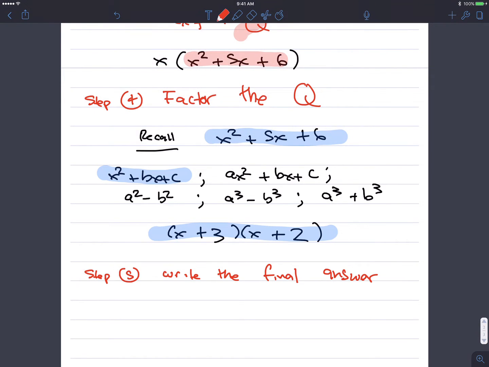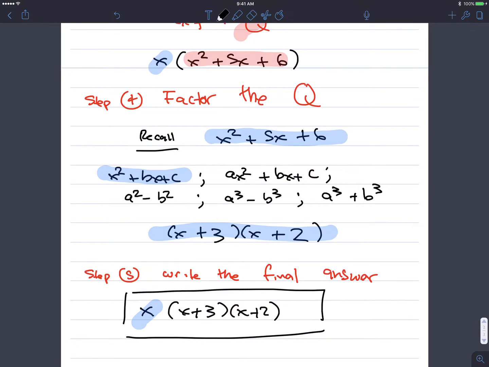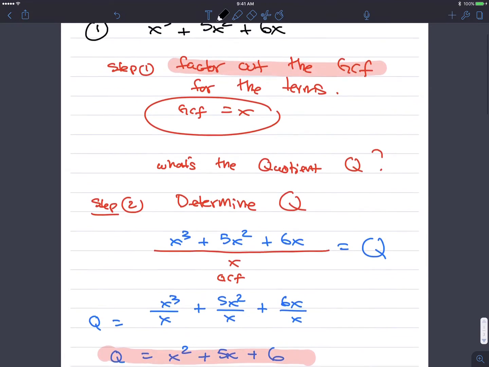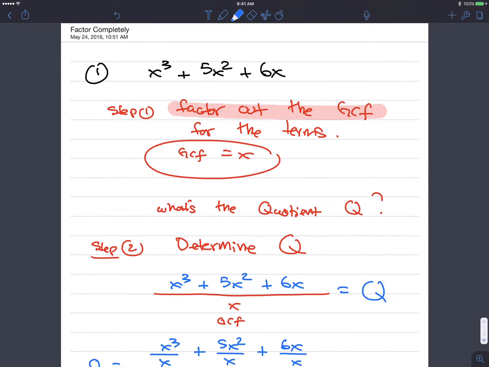Final answer, don't forget what the greatest common factor was. This is x times (x plus 3) times (x plus 2). My greatest common factor, that x, I bring down here. So my final answer here for factoring completely is really this x, the greatest common factor, times (x plus 3) times (x plus 2).